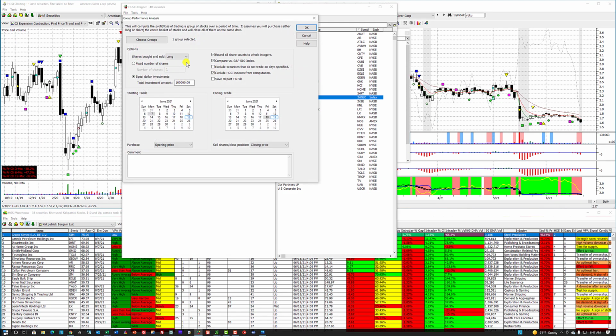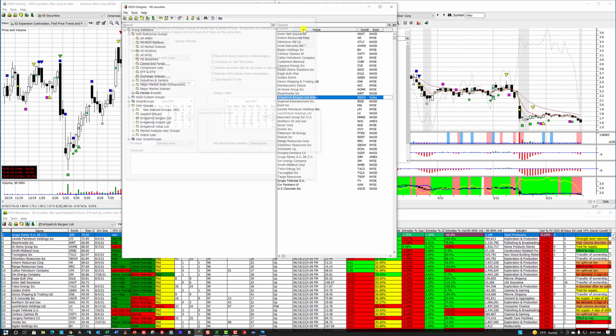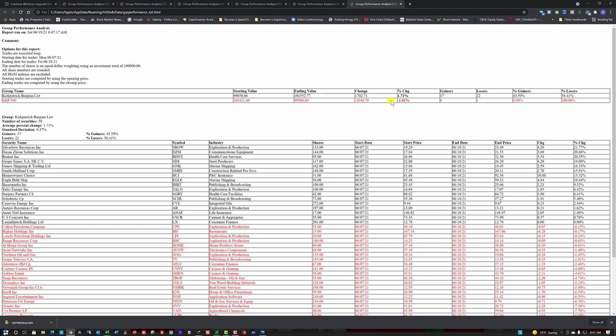Let's do one more. Going to choose a different group, the bargain group. And let's see how it performed. Now look at this, it was actually up 1.71%, but still way down. But you'll find that these stocks are in stronger groups. Exploration, production, communication has been strong. I don't think steel's been strong. Marine shipping has been good, though. There's a few marine shipping stocks in here. But when the market's weak, it's really tough to make headway.